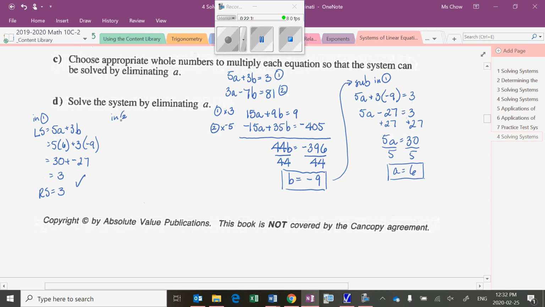In 2, our left side is 3a minus 7b, or 3 times 6 minus 7 times negative 9. 18 plus 63 is 81. The right side is also 81, and so left side equals right side. So we have our solution, and I'll use my solution set, and we'll say a is equal to 6 and b is equal to negative 9. Excellent.